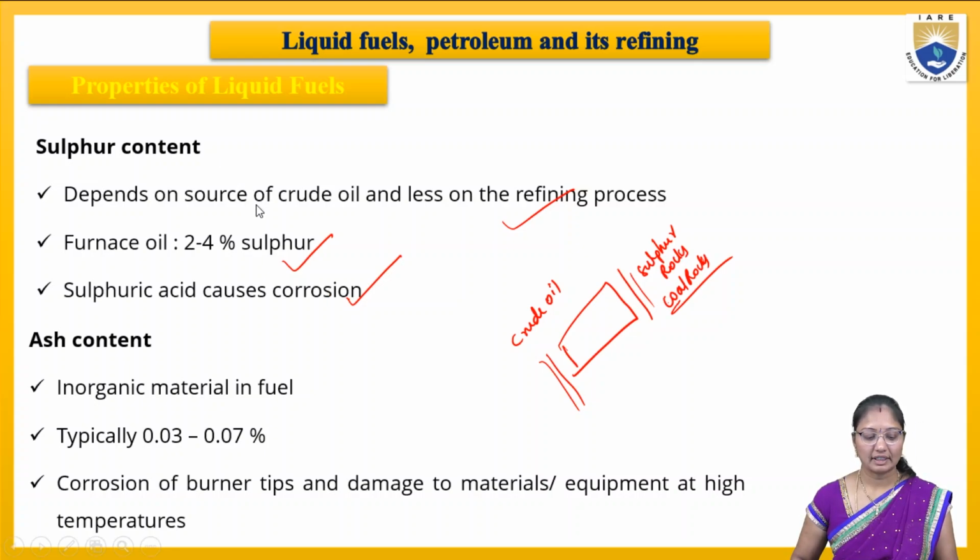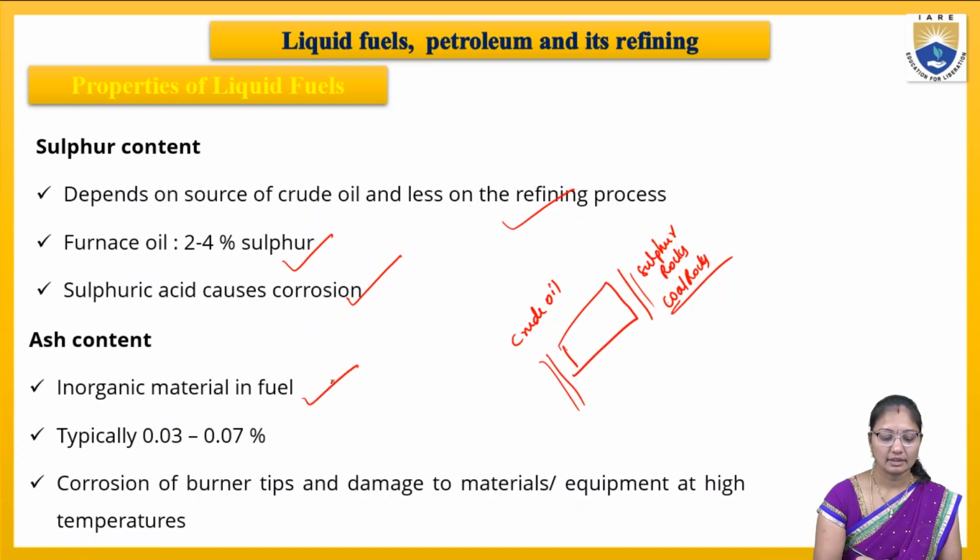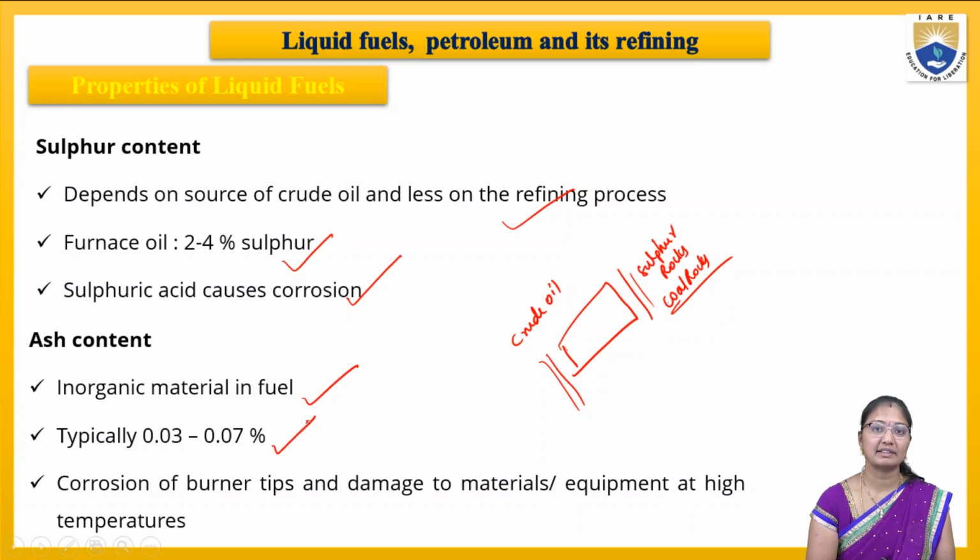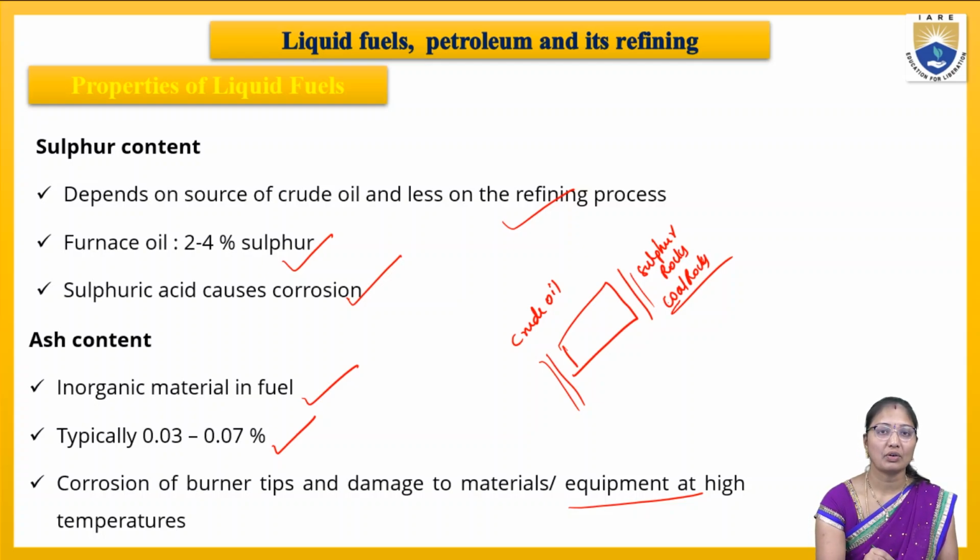The ash content is the inorganic material present in the fuel. It is typically 0.3 to 0.7% in liquid fuels. The corrosion of burner tips and damage to materials or equipment at high temperature generally happens due to the presence of the ash content.